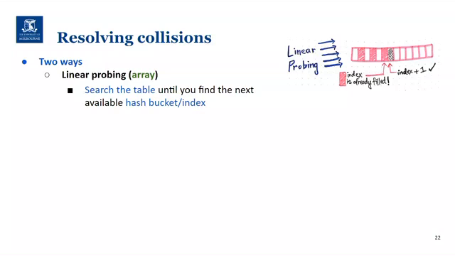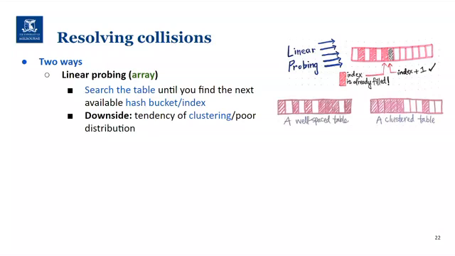So we search the table until we find the next available hash bucket, and we put the book there. So if position 5 is already used, we'll try 6. If it's already used, we keep trying until we find one that is not in use, and we put the book there. And if we reach the end, we can go back to the beginning and start over. Okay? The downside of this is the tendency of generating clustering and poor distribution in the table. If you have too many collisions, the table ends up looking like this, and ideally we want it to be very spaced out.